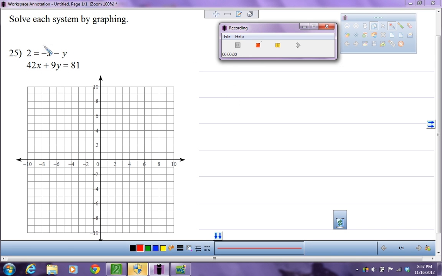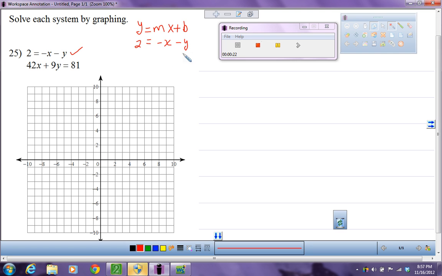Here we're going to do another system of equations. I'm going to do this one in red. Again, our model is y equals mx plus b, our slope-intercept form. If I put the equation here exactly the way it's given, I can see that my y and my 2, which is supposed to be my b, are in the wrong places.